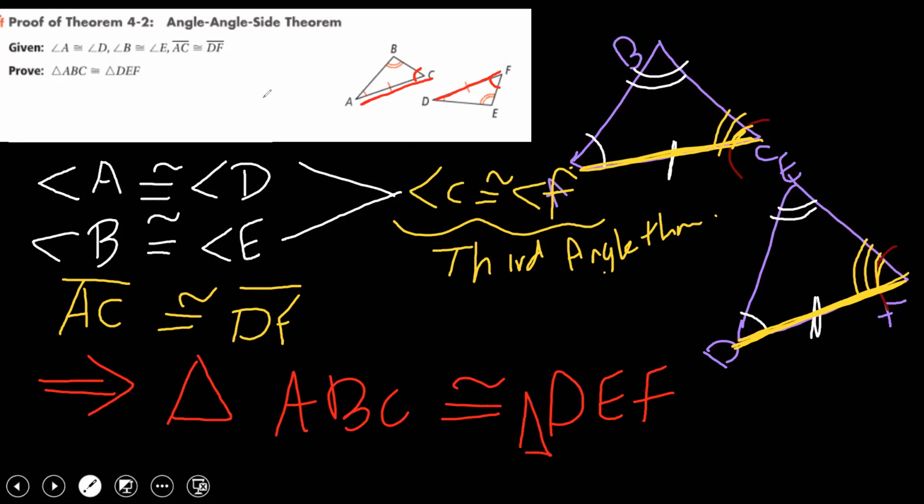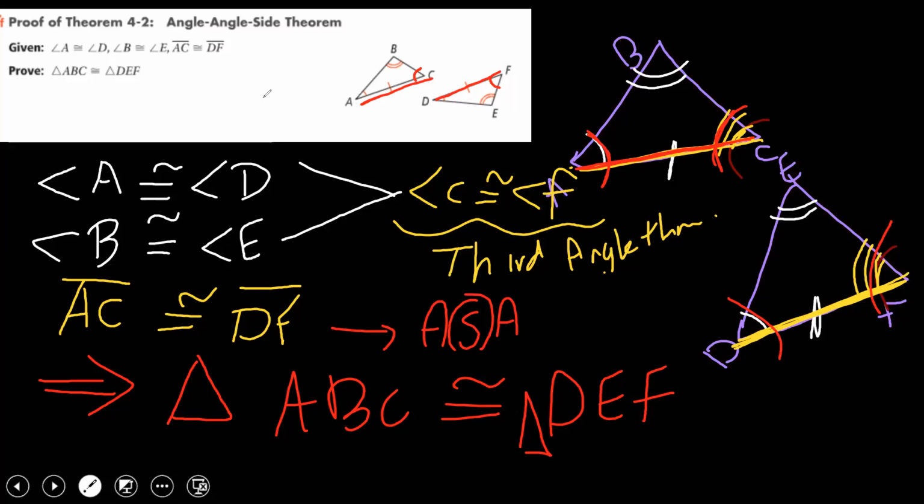Why? Because we used the third angle theorem, or we used ASA, the angle side angle postulate, or AAS. The first one, I choose the third angle theorem. The third angle theorem told me that if two angles are congruent, the third one will be congruent too. And since this side here is included between two angles, the ASA can work now, because this side is included between these two angles. Because this postulate is true, I conclude that the triangle ABC is congruent with the triangle DEF.